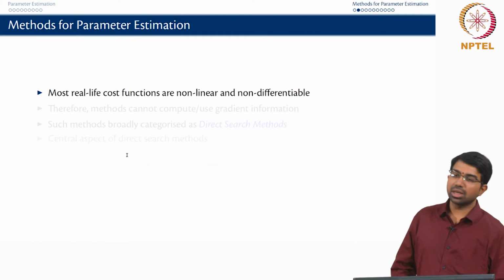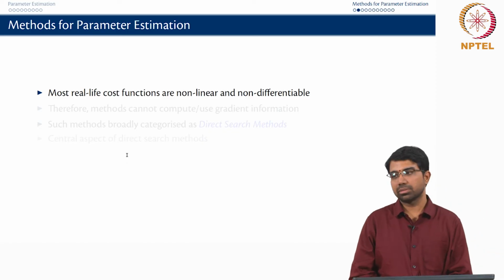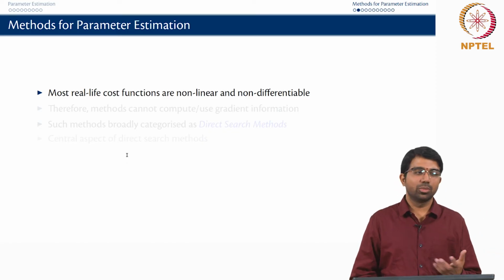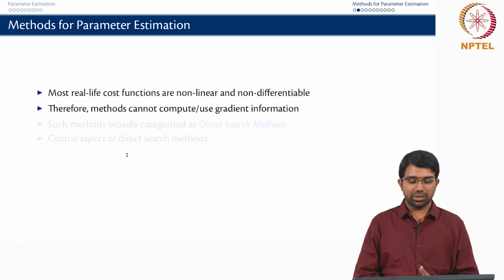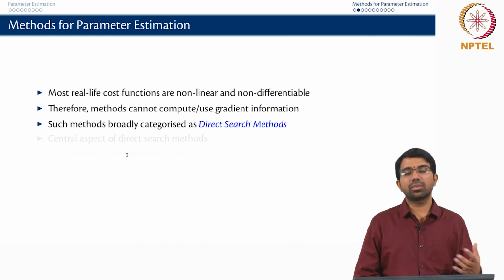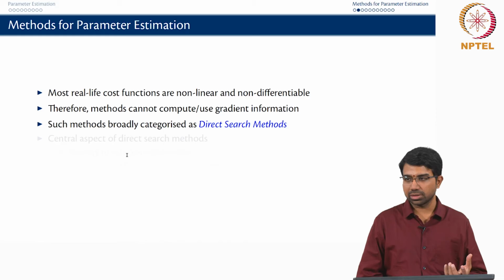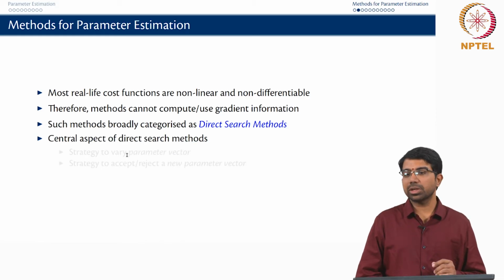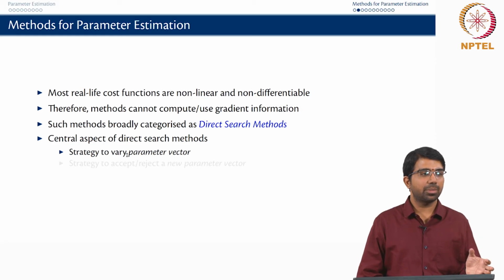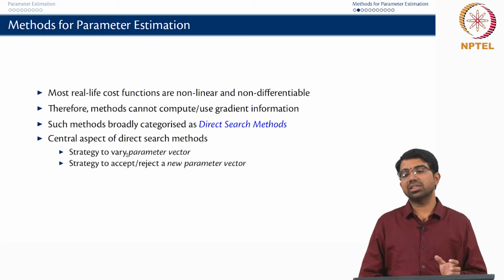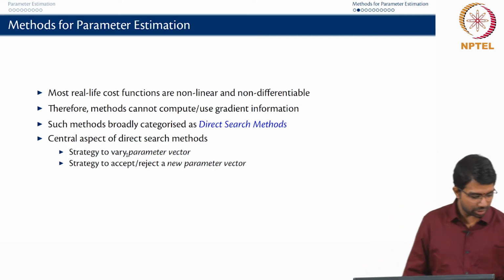Most real life cost functions like the ones we will use in biology are non-linear and non-differentiable, right. Well, you can numerically differentiate them, but you cannot usually compute or use gradient information. So all the methods that do not use gradient information are broadly grouped under direct search methods, and a central aspect of all direct search methods is the same. You have a strategy to vary the parameters and a strategy to accept or reject a new parameter. The logic is very simple.